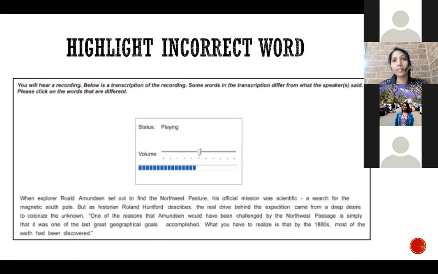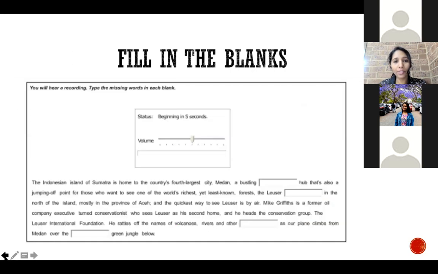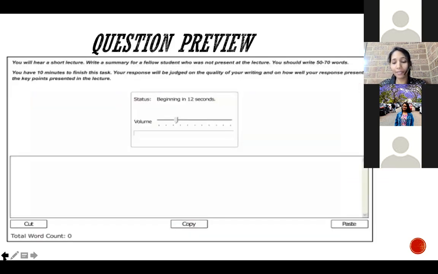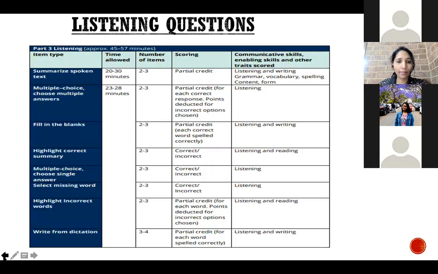Anything you don't understand? No, it's fine. Actually, I like this highlighted correct word. I like that one. Yeah, but you have to be careful because it has negative marking. I'm just hurrying because we can all practice together. I'll just give you this briefing and we'll all practice this together.